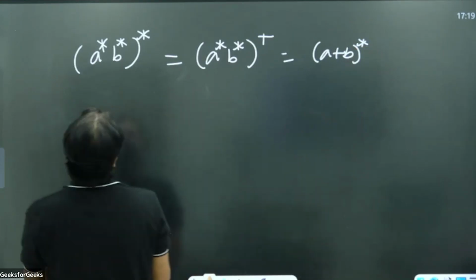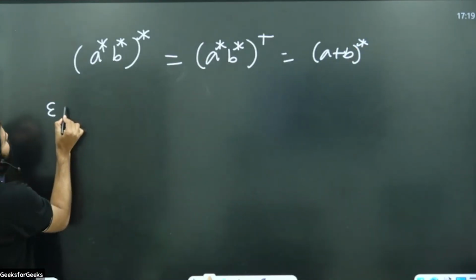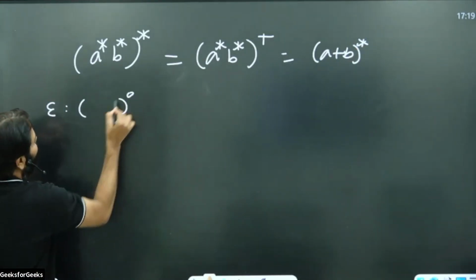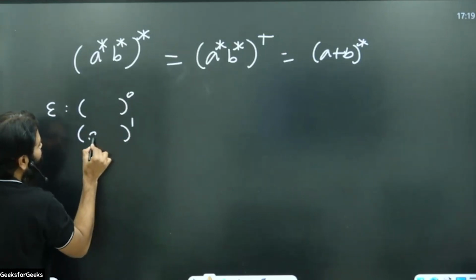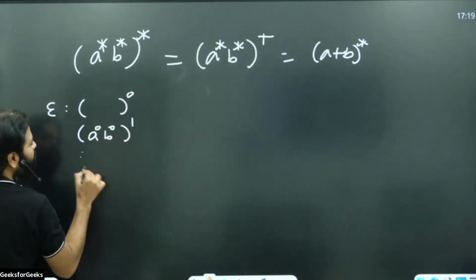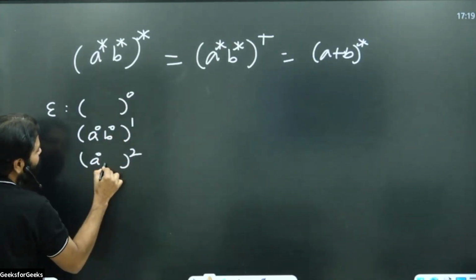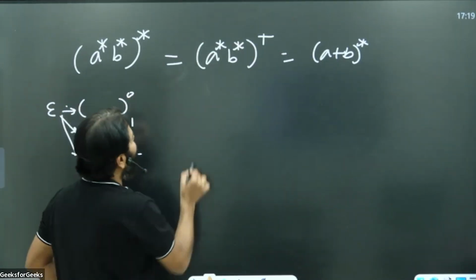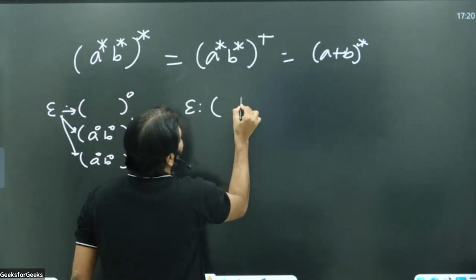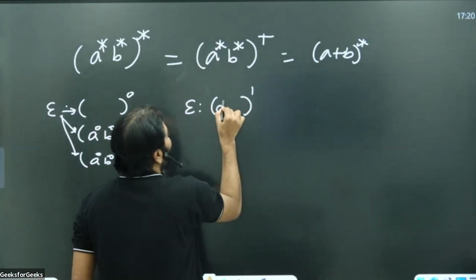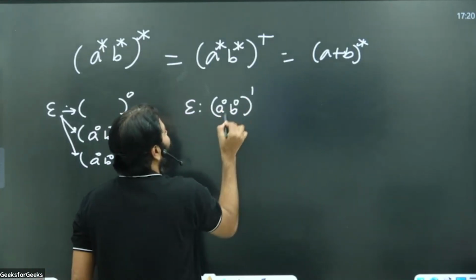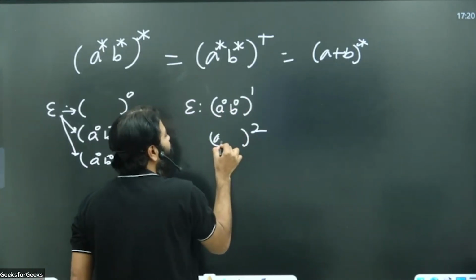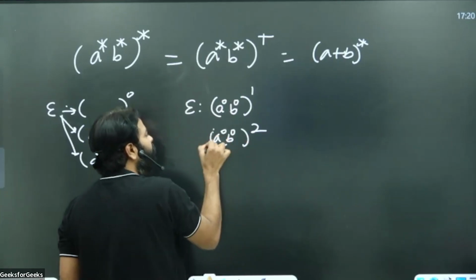The reason is here epsilon, how do you get? Power 0 you can get, even power 1 by putting a power 0, b power 0. Power 2 also you can get. Multiple ways you can get epsilon, but here epsilon how do you get? Power 0 you can't, but power 1 you can get by writing a power 0, b power 0. Even power 2 also possible by writing a power 0, b power 0 every time.